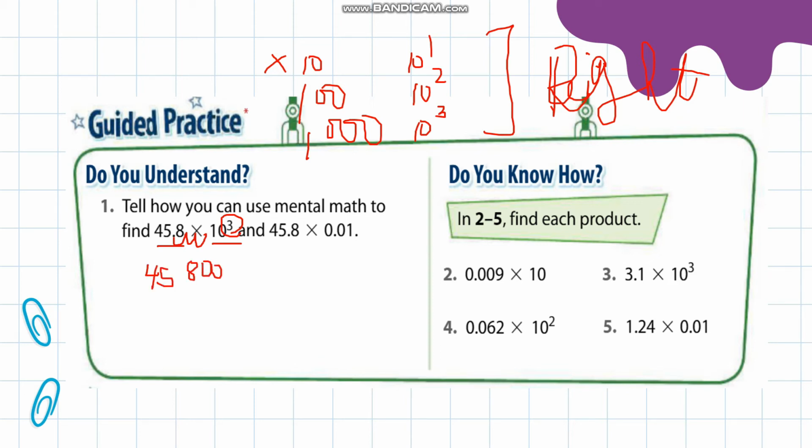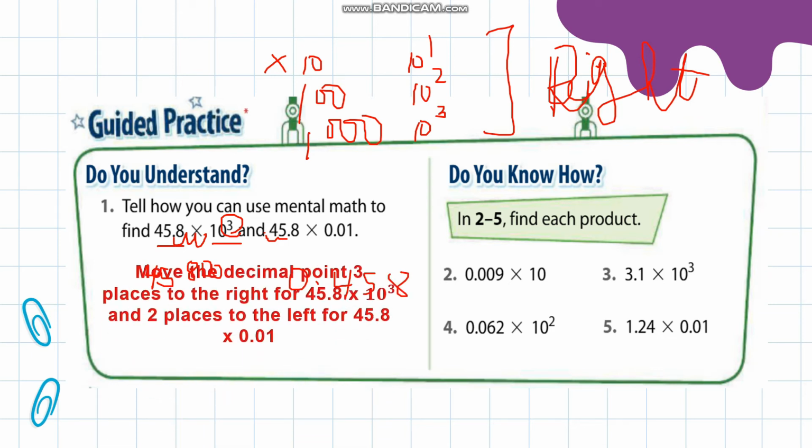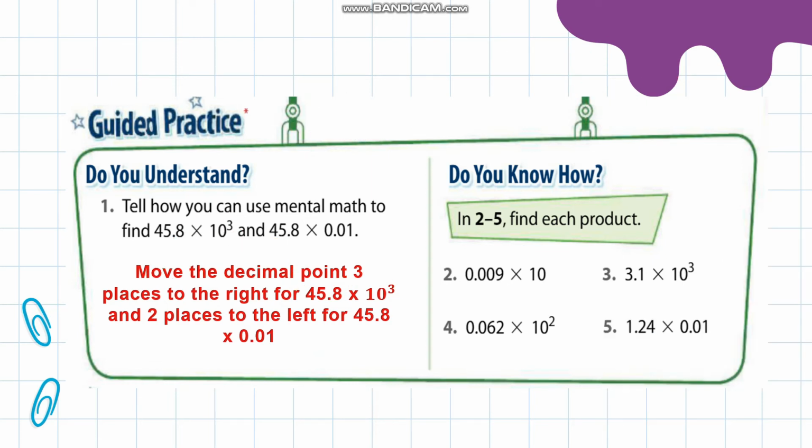So that is 45,800. But here, I'm going to move to the left 2 times because this is 0.01. So 1 and 2. So my decimal now is before 4. So my answer is 0.458. So, in short, we need to move the decimal point 3 places to the right for 45.8 multiplied by 10 cubed, and 2 places to the left for 45.8 multiplied by 0.01.